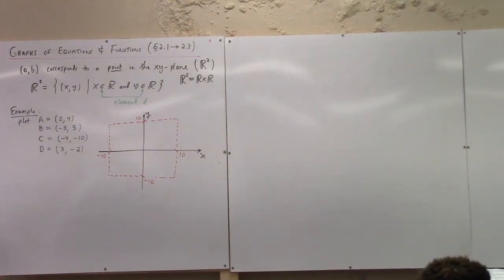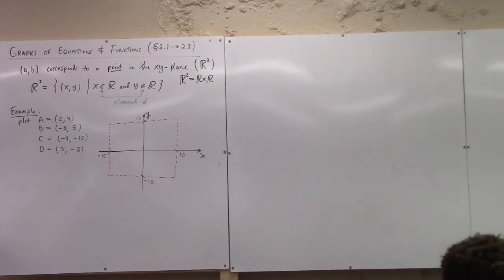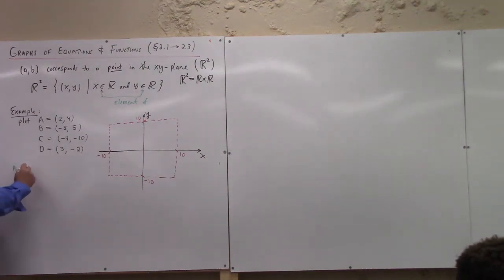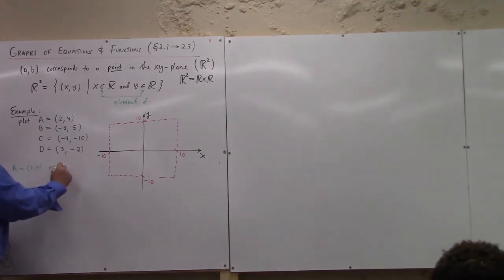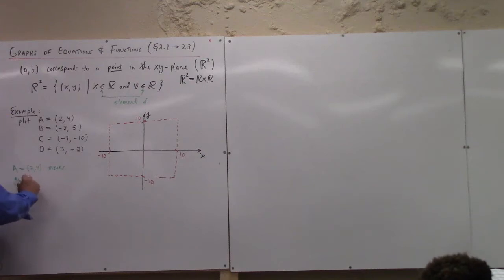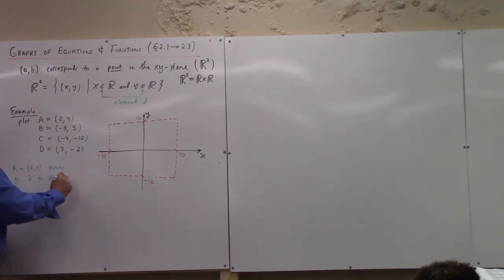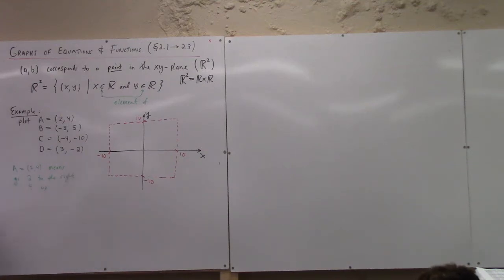So where does A fit in this picture? How do we get to A? Yeah, A is at 2, 4. You say it's in quadrant 1, 2, 4. That means we go do what? Go 2 to the right. And you said 4 up, right? 2 to the right and 4 up because they're both positive.